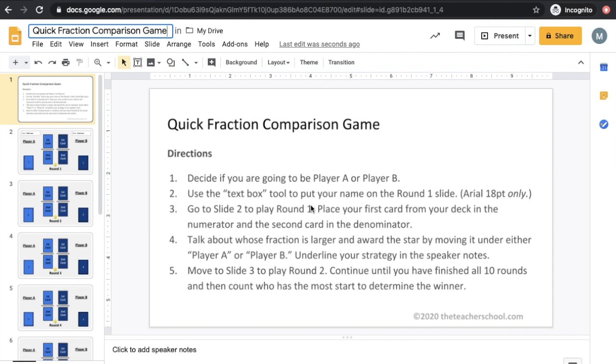So the directions are really there for students who are going to be playing it without your support. I'm going to walk you through the directions now as we play the game, but just know that they're there.